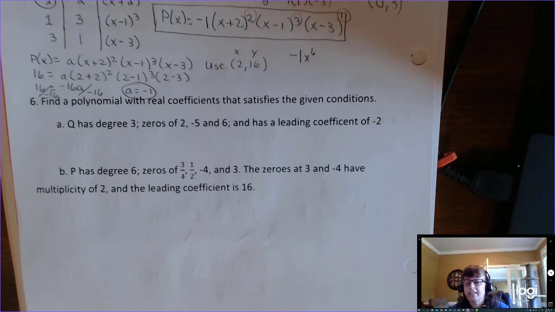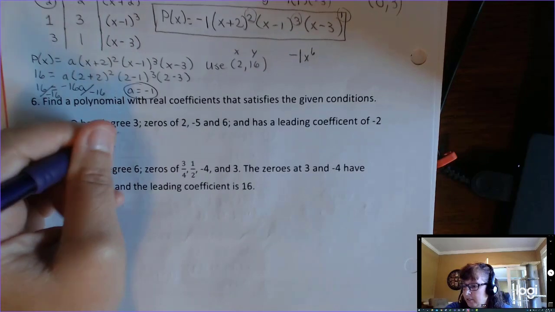Okay, so the last one on this note sheet says find a polynomial with real coefficients that satisfies the given conditions. Q, that means name the function q, and it has degree 3. So when we finish up and check our work, we want to make sure it ends up to be a degree 3. It has 3 zeros, 2, negative 5, and 6, so that means all their multiplicities are going to be 1, and it has a leading coefficient of negative 2.